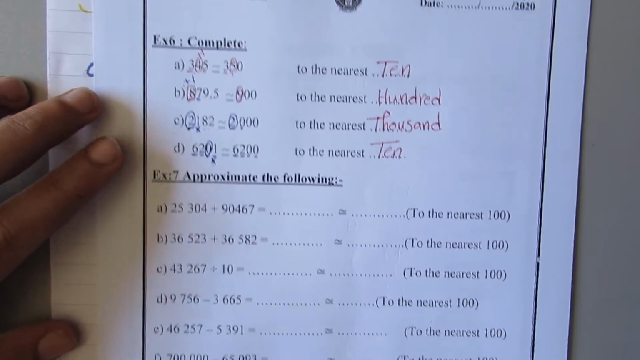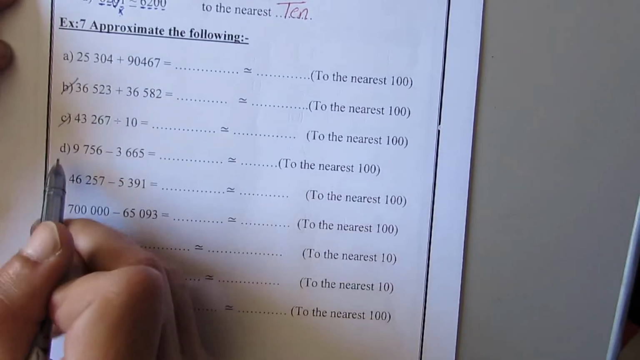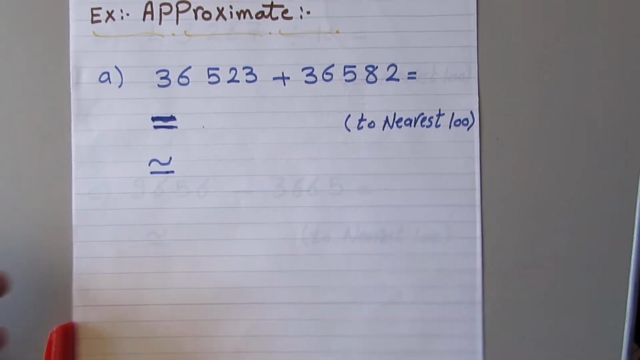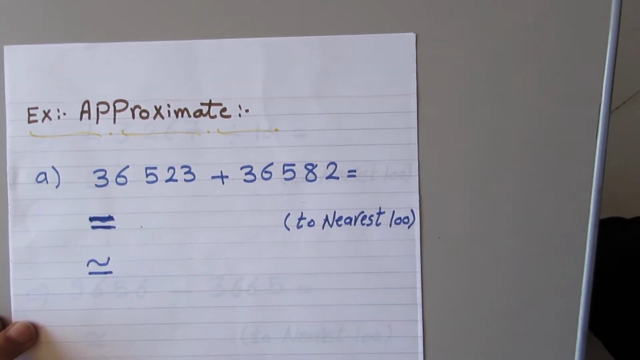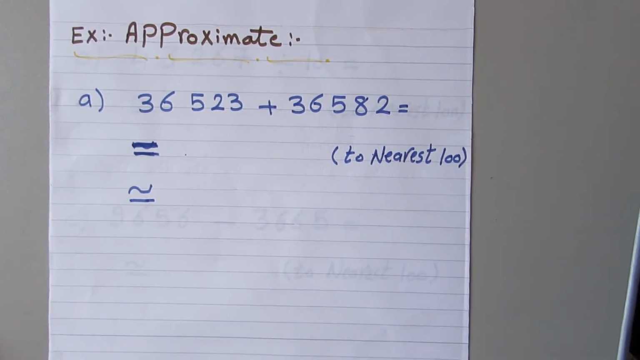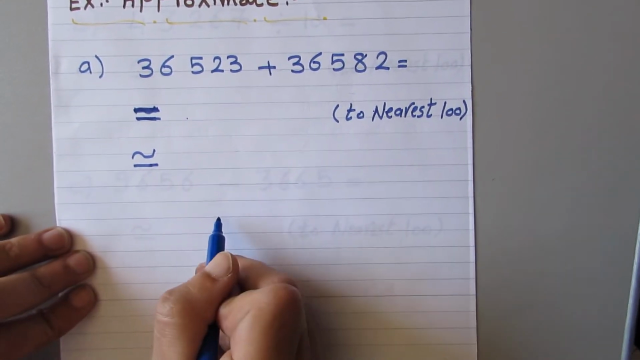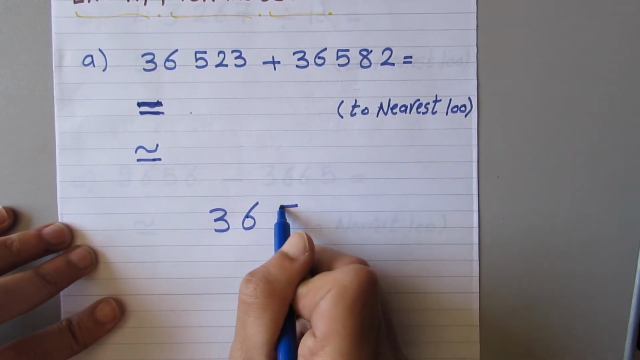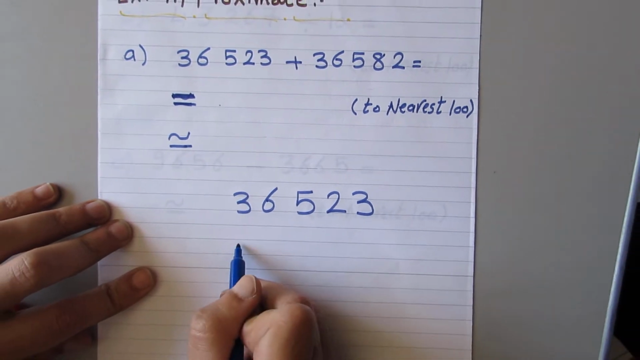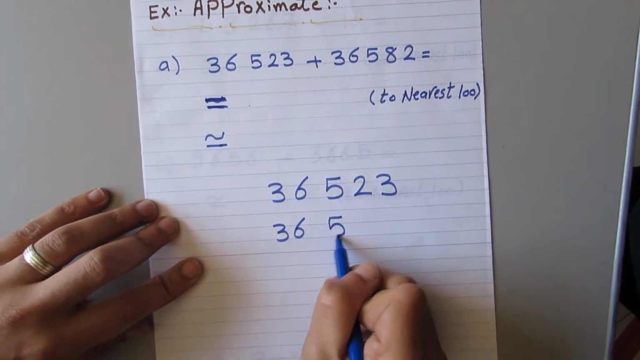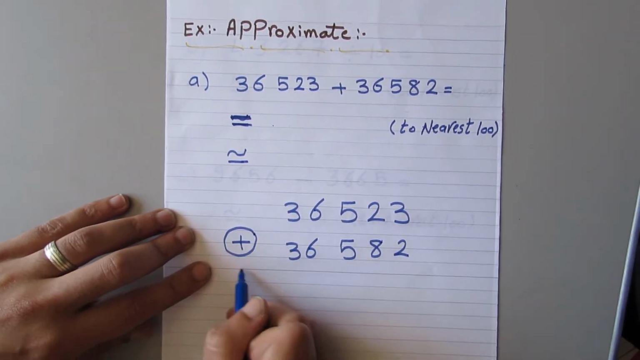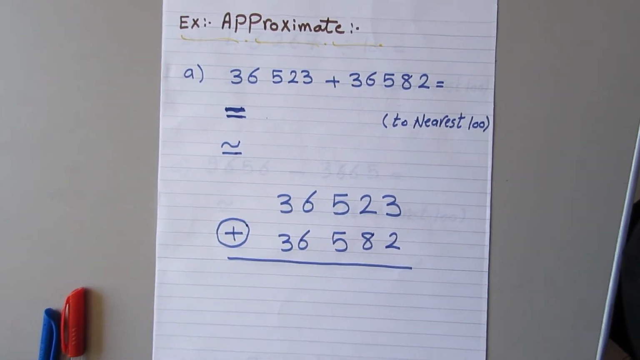Now we're gonna take example number B and example number C and example number D in page 39. We want to find the sum of these two numbers, and after getting the sum, we want to approximate the answer to the nearest hundred. So first we write the first number here. We have 36,523, and the following number is also 36,582, and we're gonna make addition and circle addition just to memorize that you are adding.